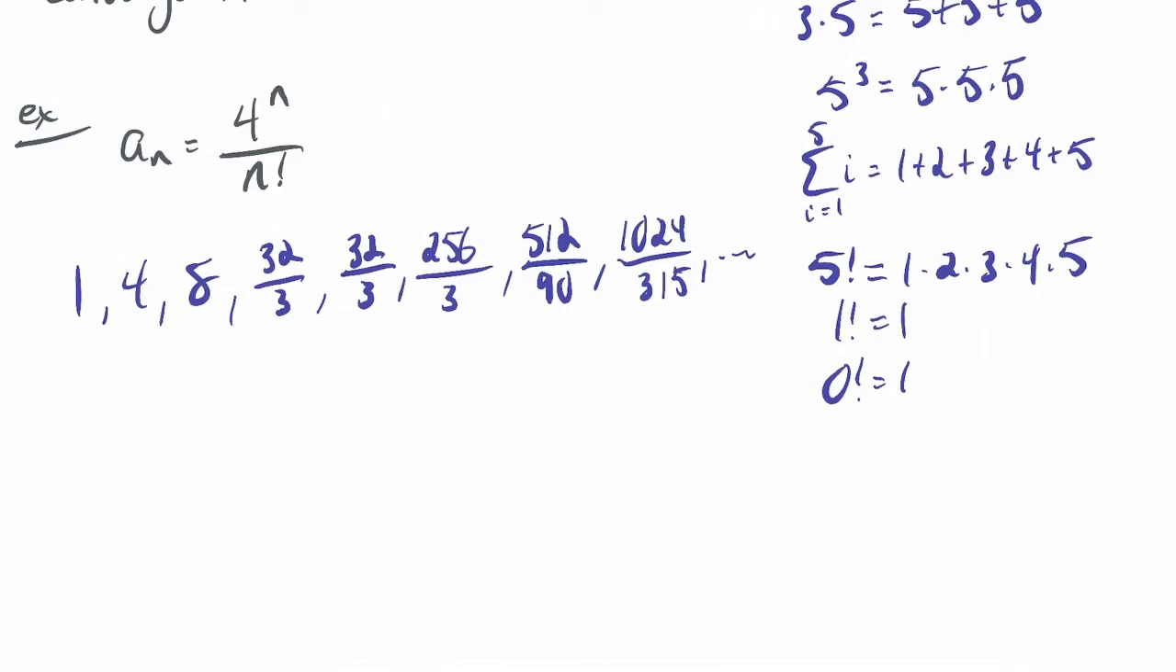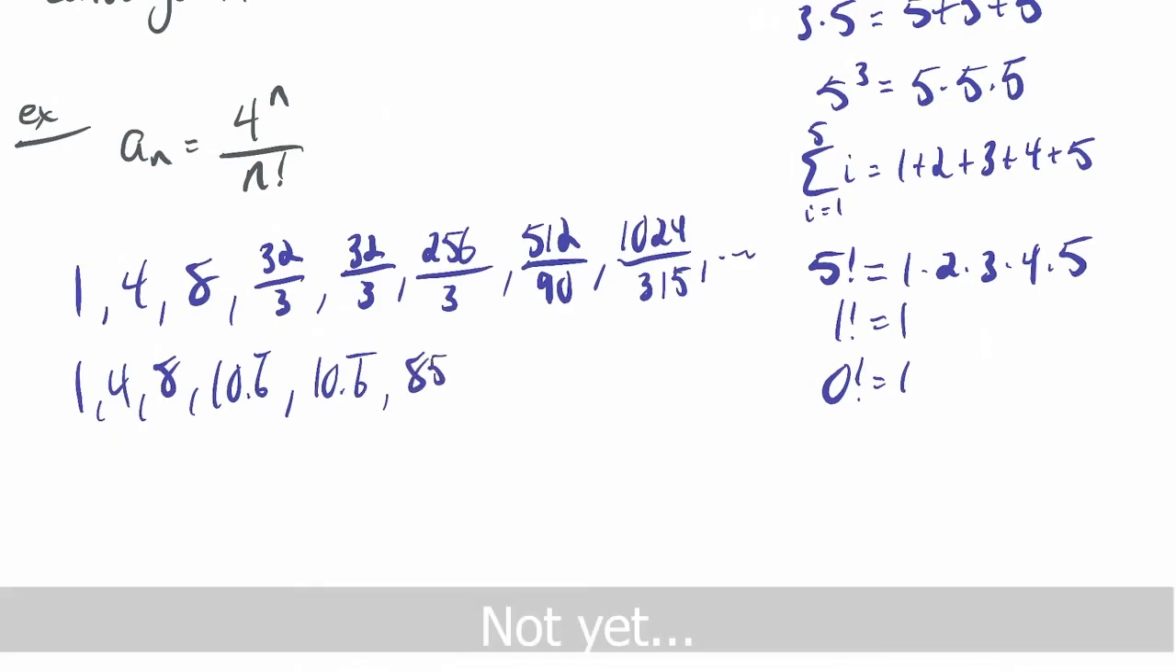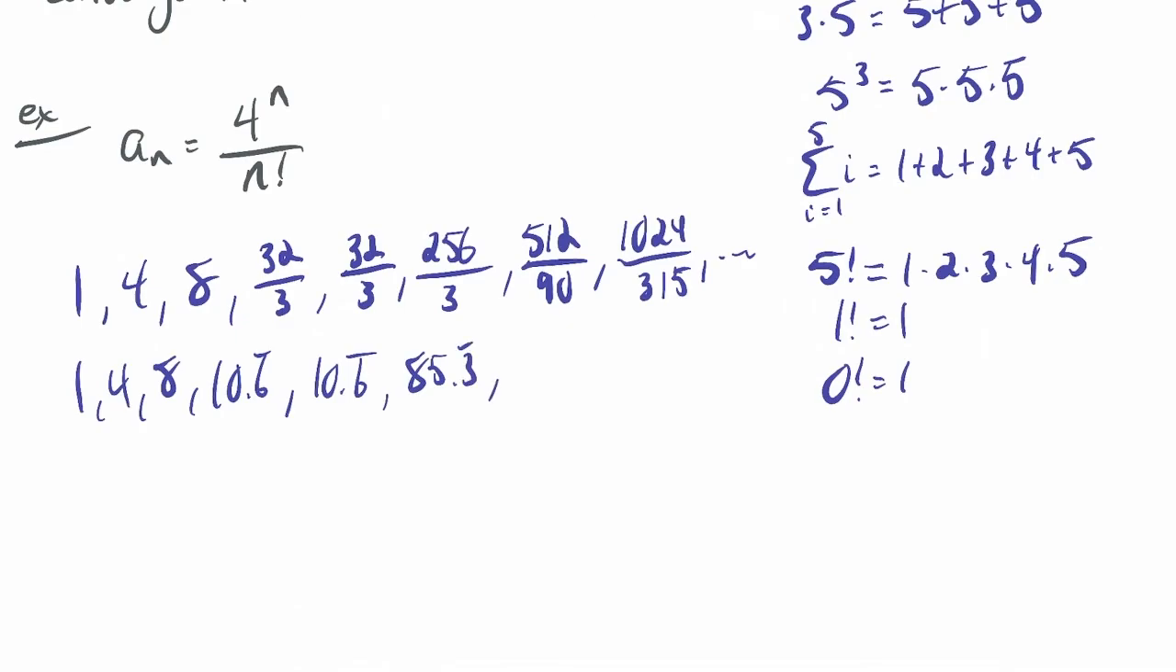Okay, so 1, 4, that's the ratio, 1, 4, 8. So, was this 10.66 repeating? Right, and then same thing, and then 256 over 3, 85.3 repeating, and 512 over 90, so I get 5.68 repeating. That might be an error, we will double check that. And then 1024 over 315. 3.25, and I don't see repeat. There is a pattern, but it's going to be very long. So I'll just say 3.25. It's rounded, of course. This might be an outlier. Let's double check that that's right.